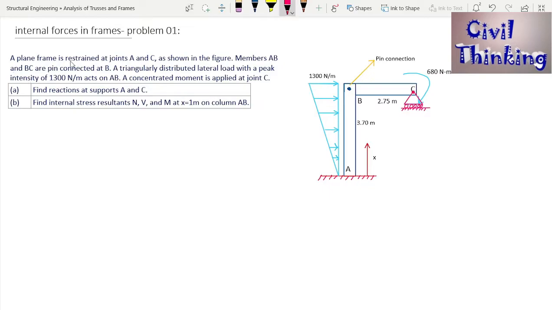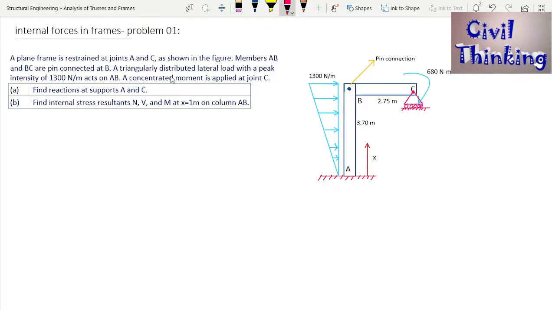A plane frame is restrained at joints A and C. Here is joint A, which is fully fixed, and joint C, which is also fixed, but here is a roller. Now members AB and BC are pin connected at B. Here at B is a pin connection, an internal pin. This is BC and this is AB, right? They are like two rectangular bars connected here with the help of a pin.